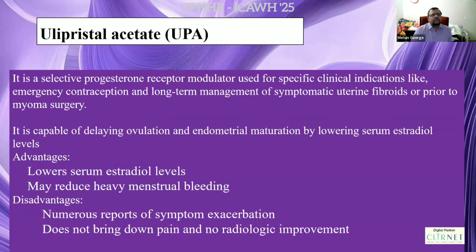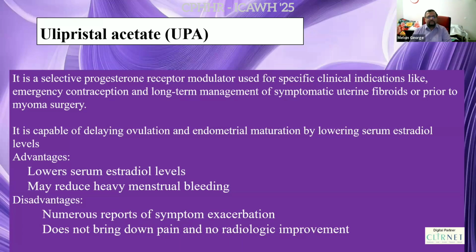Next, we have a drug called ulipristal acetate, which is a progesterone receptor modulator that is used for different conditions, including emergency contraception and uterine fibroids. This drug is helpful in delaying ovulation and endometrial maturation, and by lowering the estradiol levels, it reduces heavy menstrual bleeding. So it is obviously one of the few drugs which act in patients with heavy menstrual bleeding.